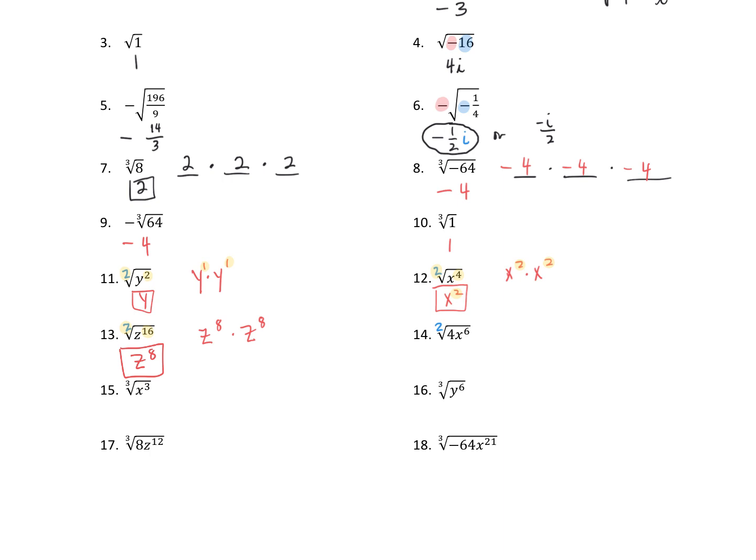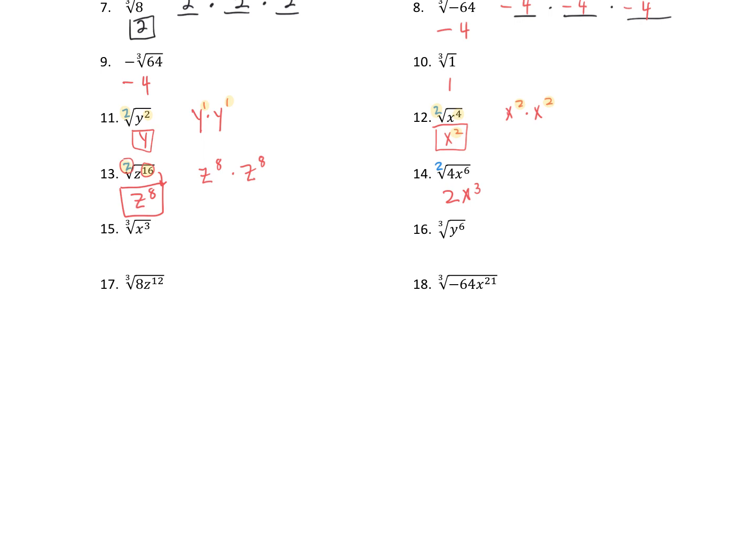So there's a pattern. What we're doing is dividing the exponent by the index, the exponent by the root. It works every time. So if you simply divide 16 by 2, you get 8. And that's how you find the exponent. So let's look at number 14. Here we have a coefficient of 4, and we have a variable of x to the 6th. So we can take care of the square root of 4 first. That would be 2. So 2, and then 6 divided by 2 is 3. So that'll be an x cubed. So 2x cubed.